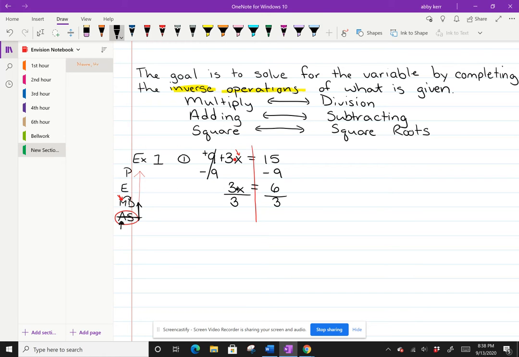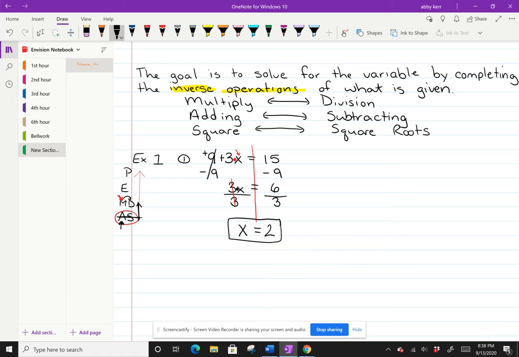Now when you divide by 3, these don't technically cancel out, it just becomes a 1. So in your calculator, if you do 3 divided by 3, it becomes a 1. And that's exactly what we want. We want a 1x. And then this becomes a division problem on the right. 6 divided by 3 is 2.